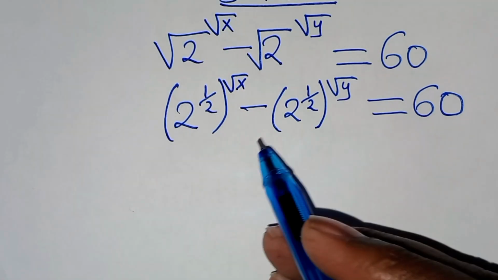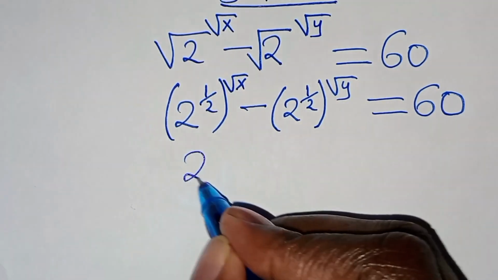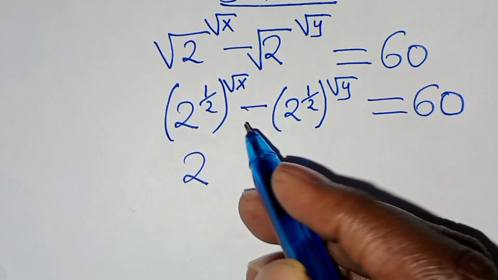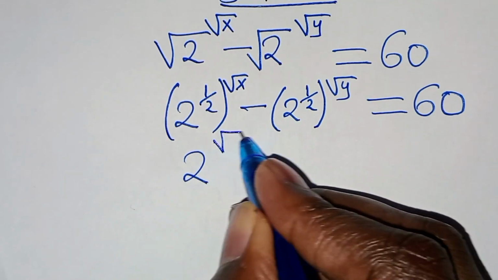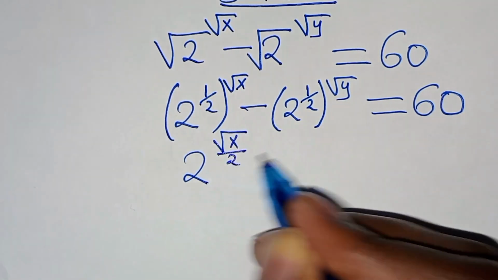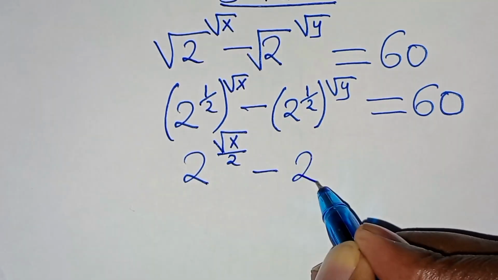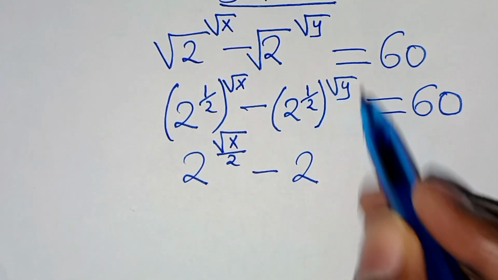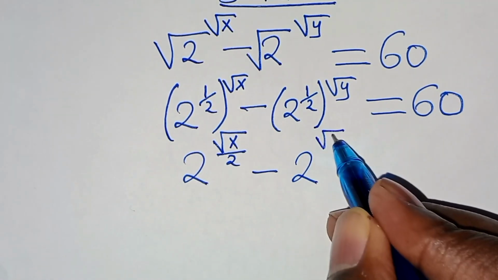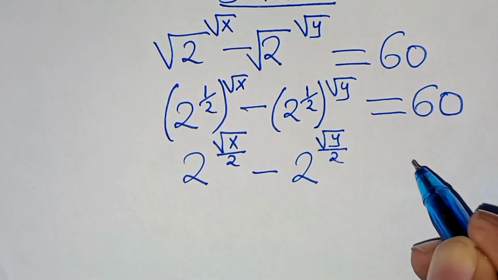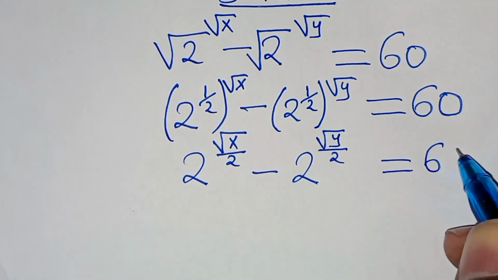The next step is that we have 2 raised to power half times square root of x. So this is the same thing as square root of x over 2. Then subtract 2 raised to power half times square root of y. So this is square root of y over 2. This is equal to 60.